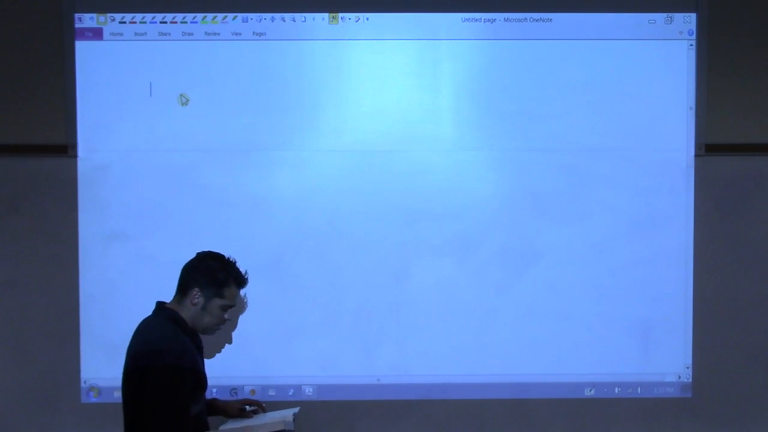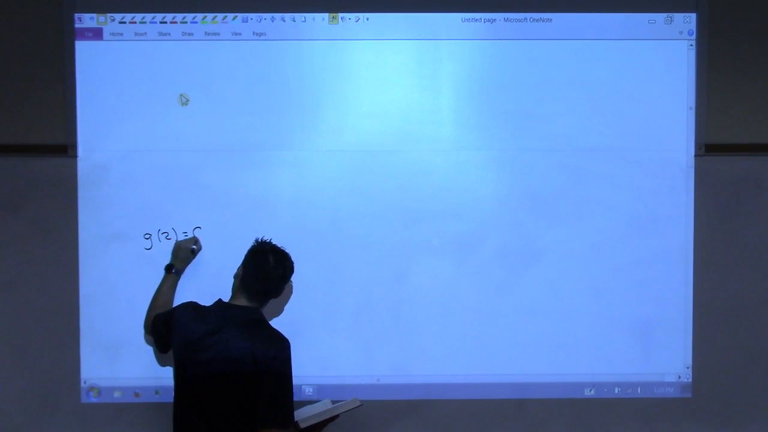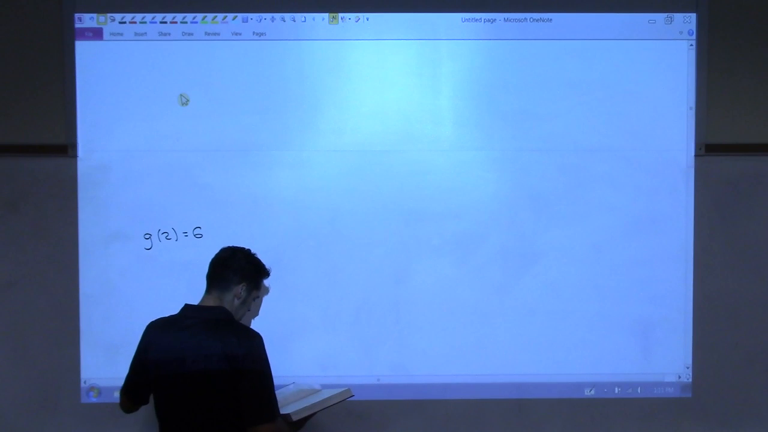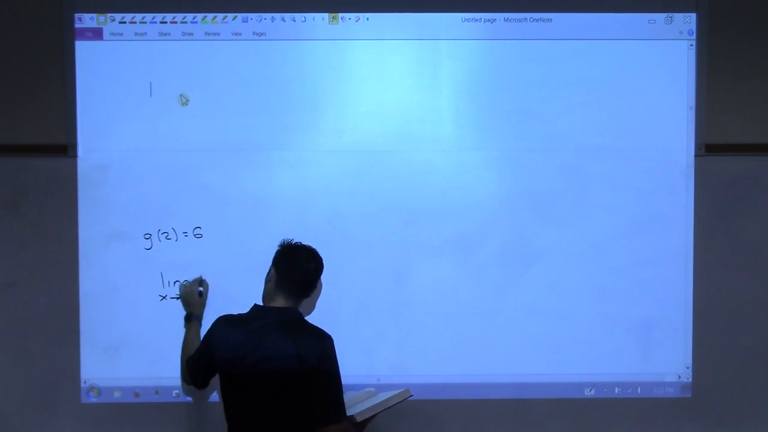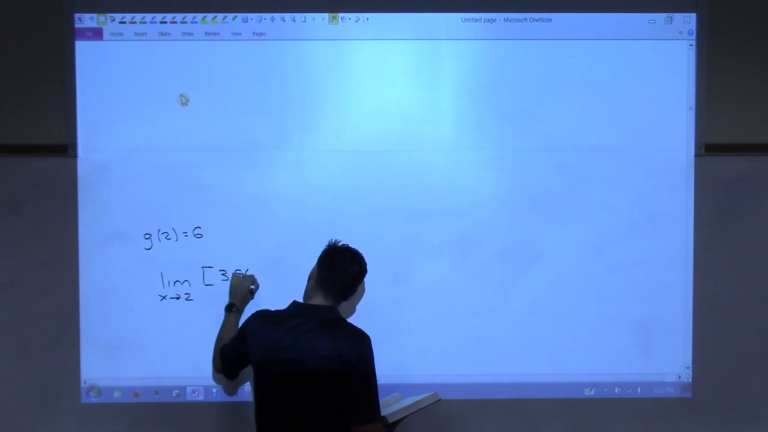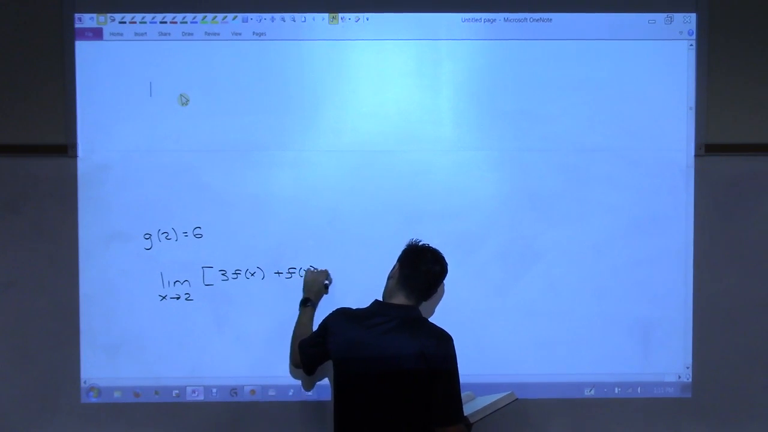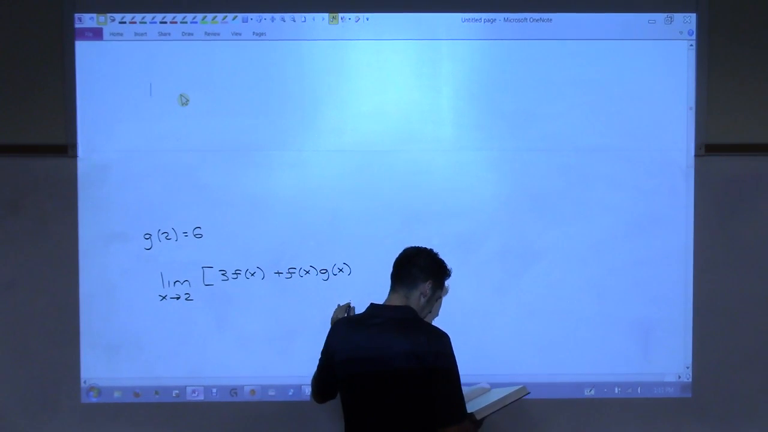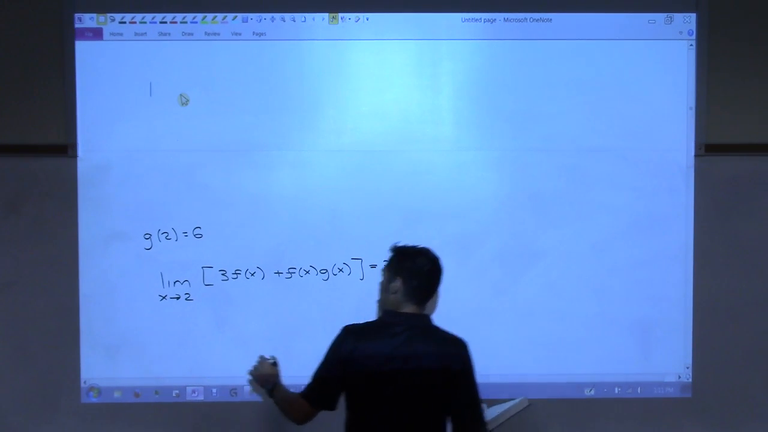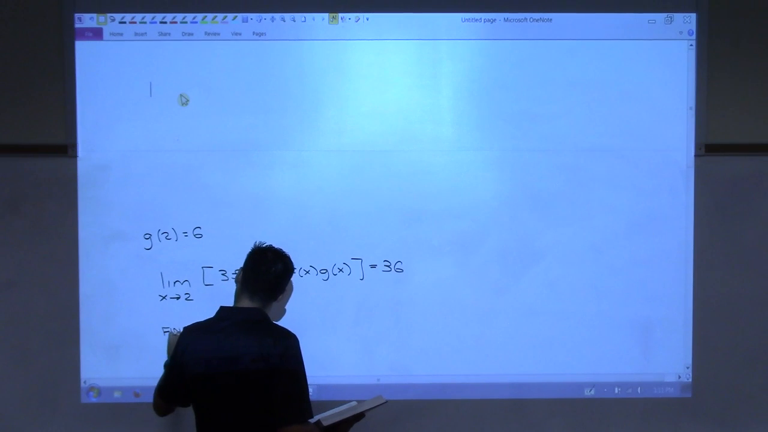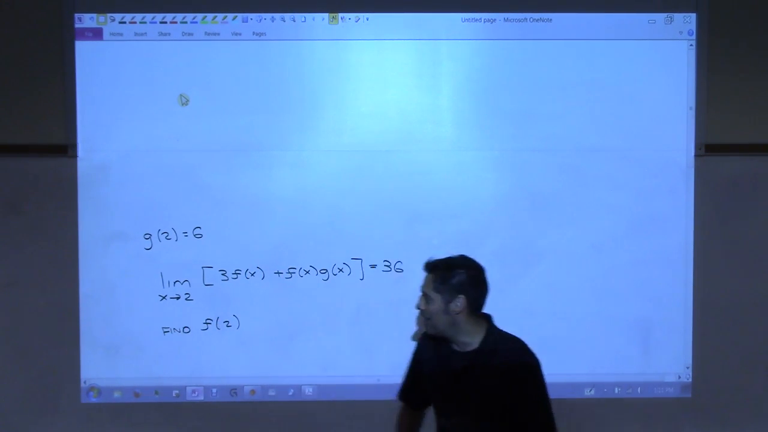Suppose f and g are continuous functions such that g of 2 is 6. Limit as x approaches 2 of 3 times f of x plus f of x times g of x equals 36. Find f of 2. All right.